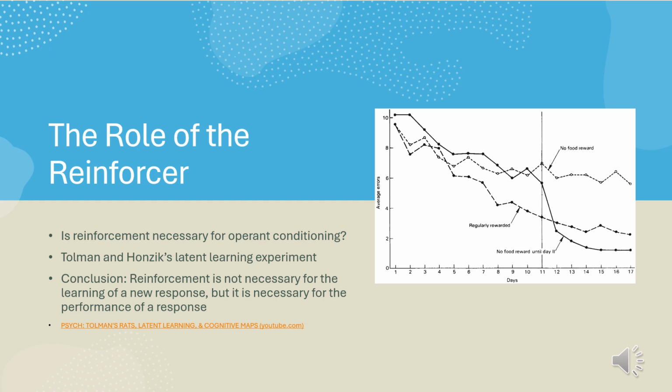This demonstrated that learning occurred without reinforcement, which is called latent learning, but reinforcement was necessary for the expression or performance of that learning. Reinforcement is not required for learning a new response, as we see with the rats who learn the maze without needing food. However, reinforcement is necessary for the performance or the demonstration of the learned behavior.